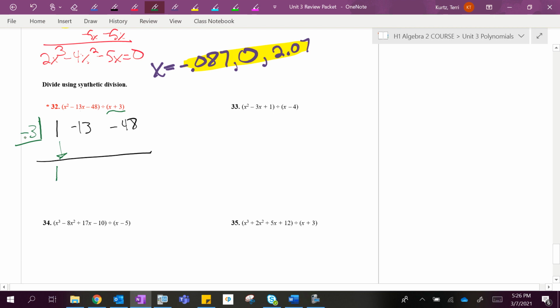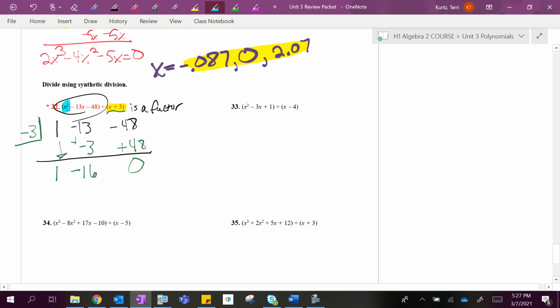I multiply. -3 times 1 is -3. I add down, I get -16. I multiply -3 times -16, I get +48. I add down, I get 0. That tells me x plus 3 is a factor of my original equation.